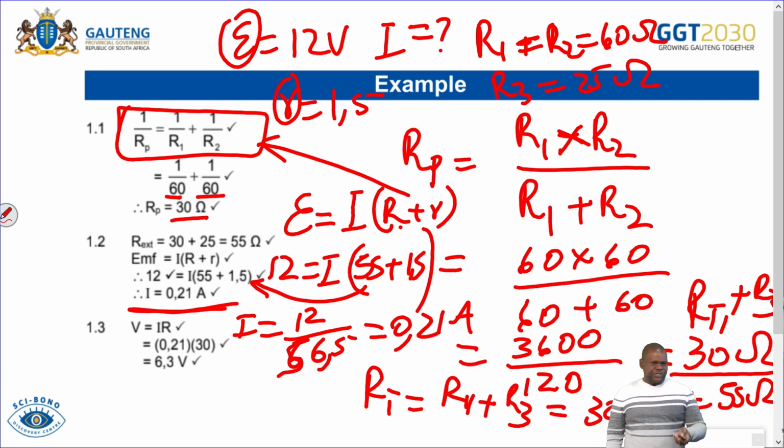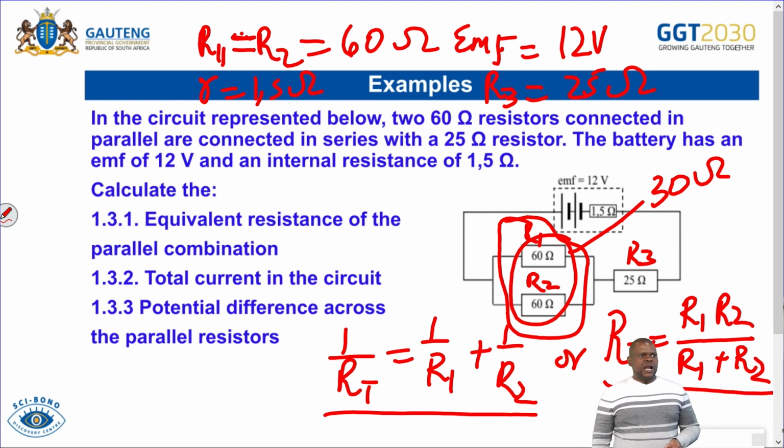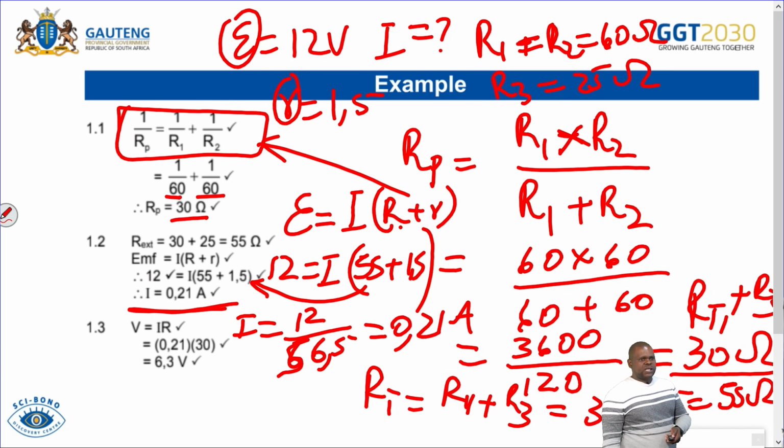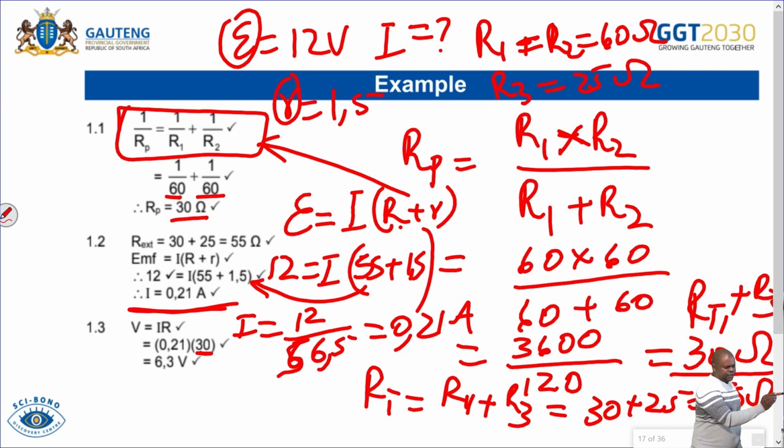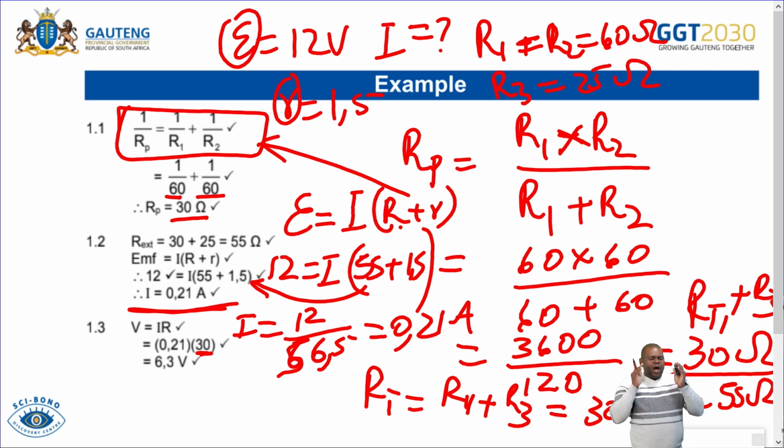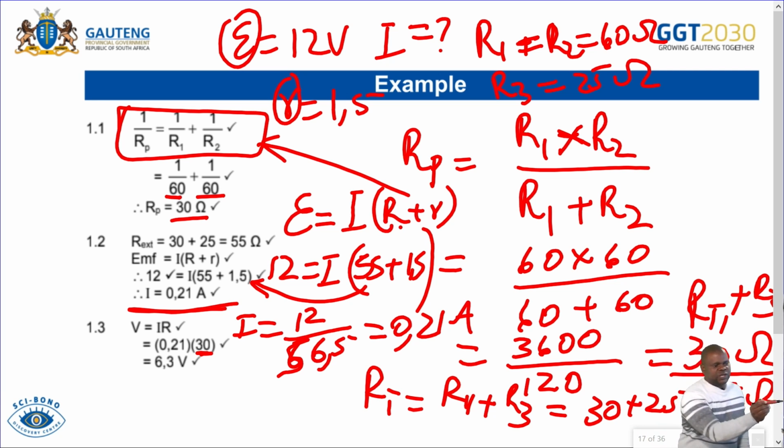And then the last question says, calculate the potential difference across the parallel resistors. That is why we didn't use 55 here, because the resistance on our parallel connection is 30. That is why it is this 30 that we calculated here. That is why we use 30 here.